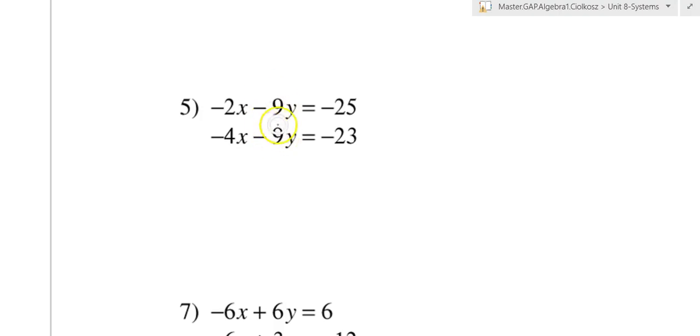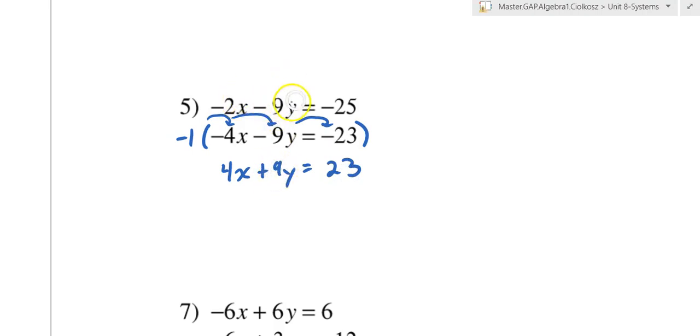So here, to get my positive, I'm just going to multiply the second equation. You could do it to the first, it doesn't make a difference. But to change my second equation up here, I'm going to multiply everything by negative 1. So that negative 1 goes to each and every term. So that gives me the equation, negative 1 times this gives me 4x plus 9y equals positive 23. So that's the distributing there. Now I got a positive 9y and a negative. So I'm just going to go ahead and copy this equation down. It doesn't matter which one's on top or bottom.